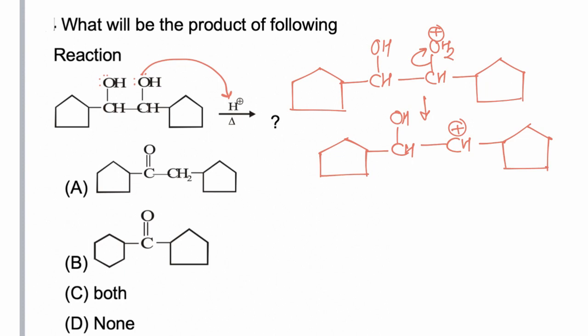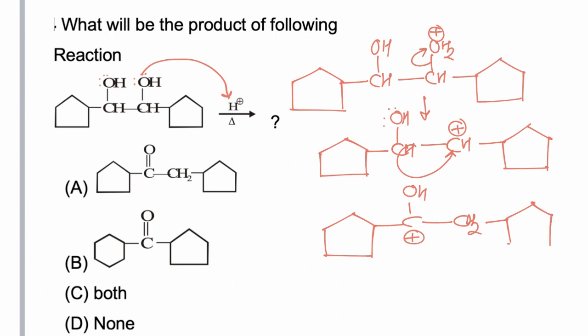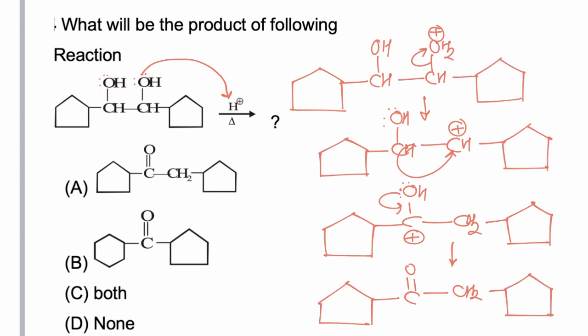Now this carbocation can be further more stabilized due to alpha effect. So to gain stability by alpha effect, it will shift its hydrogen to form COH positive, CH2 and cyclopentane. Now this cation is stabilized by alpha effect. To gain stability further, it will remove H positive ion and it will finally convert it to C double bond O, CH2 and cyclopentane ring. So now this is the final product and hence correct answer is A.